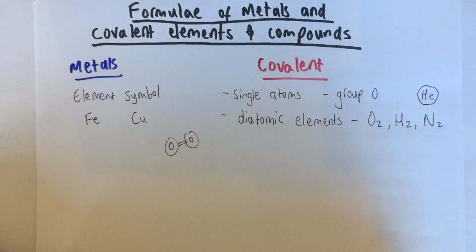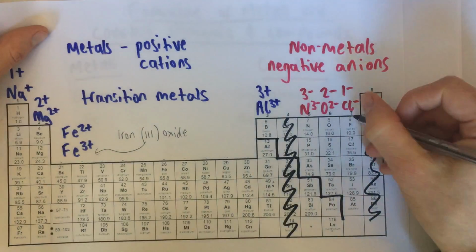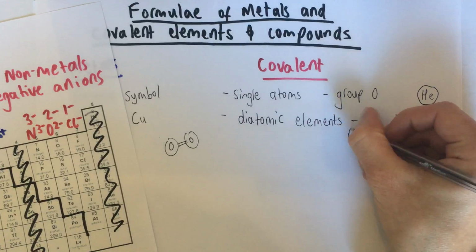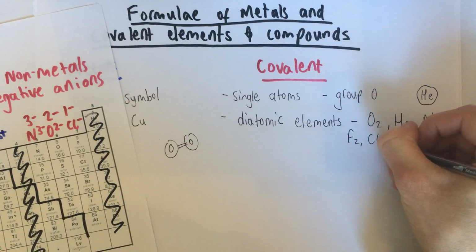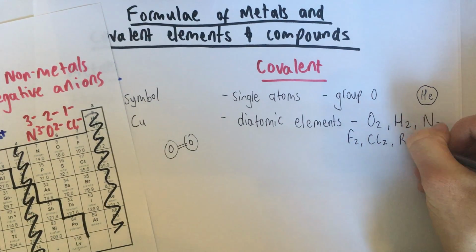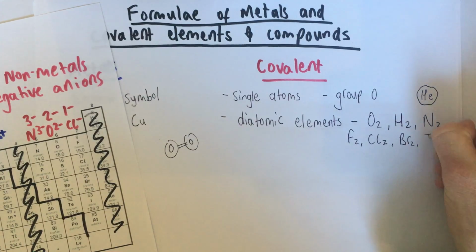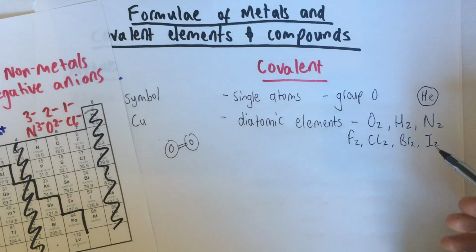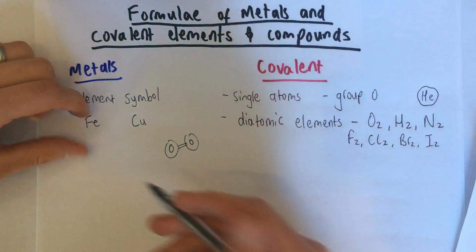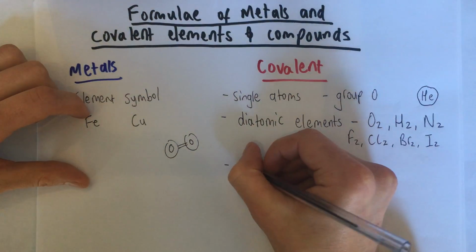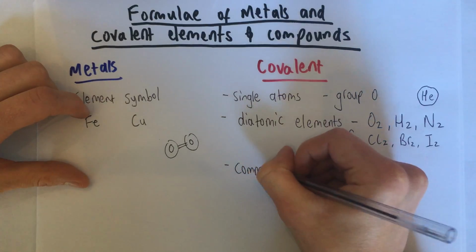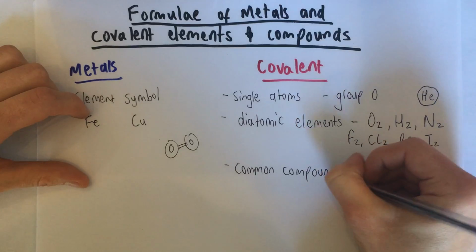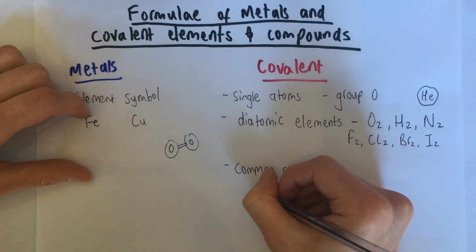You also need to know that group 7 are all diatomic as well. So that's F2, Cl2, Br2, I2, if you make fluorine, chlorine or bromine or iodine. After that, it's just worth remembering a few common compounds. You'll be familiar with a lot of these already.